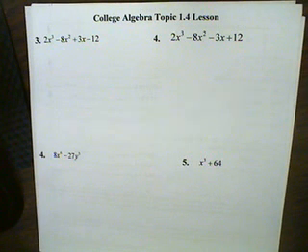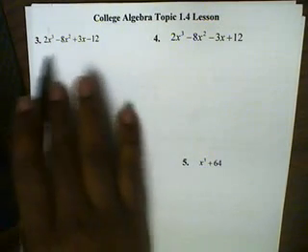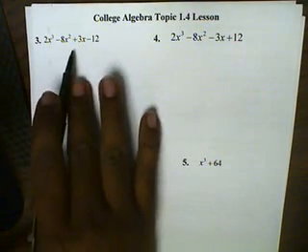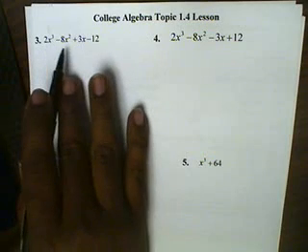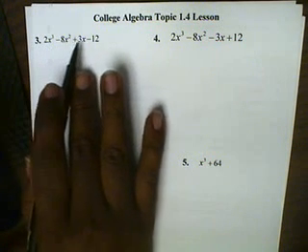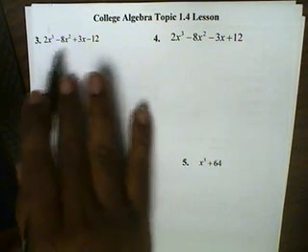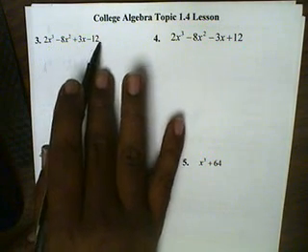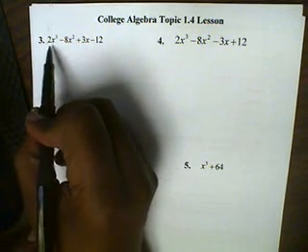College Algebra, topic 1.4. We want to factor this four-term polynomial. And we look for greatest common factors. Now we don't have a greatest common factor because we have a 2, 8, 3, and 12. There's no common factor but 1. And there are no x's at the end here. So we're going to factor out greatest common factors in groups.